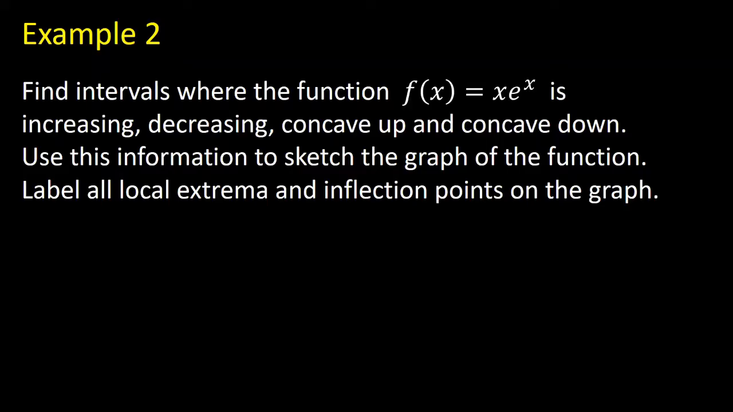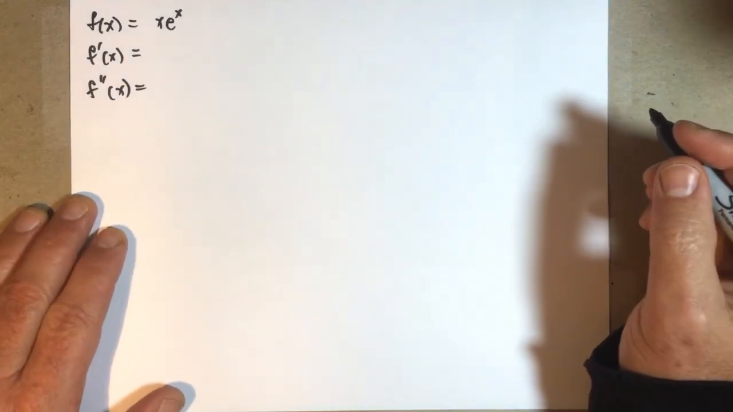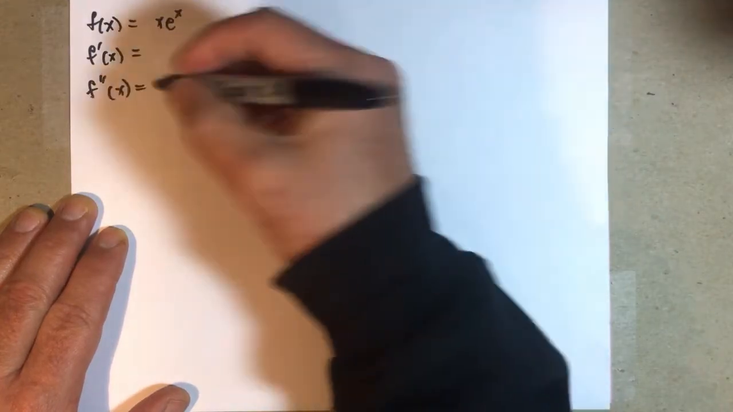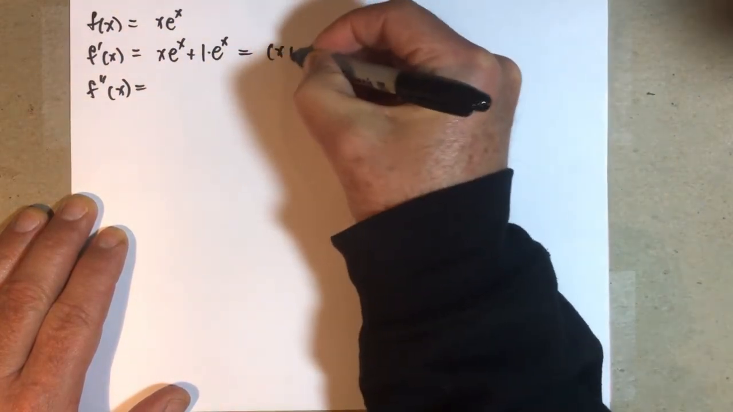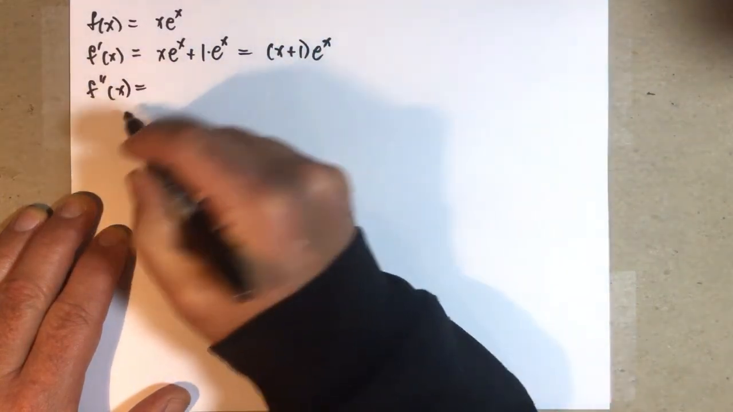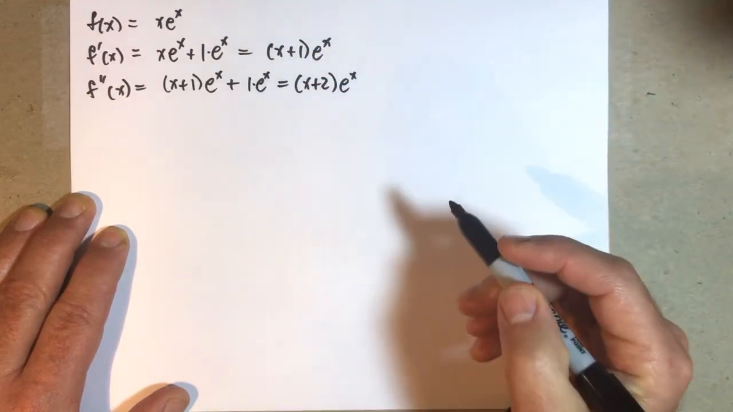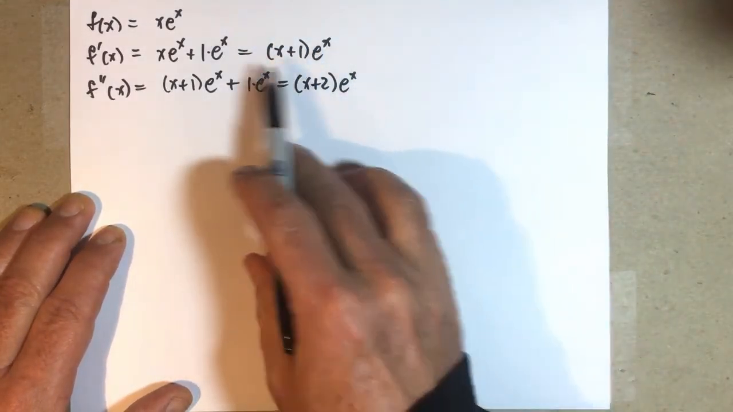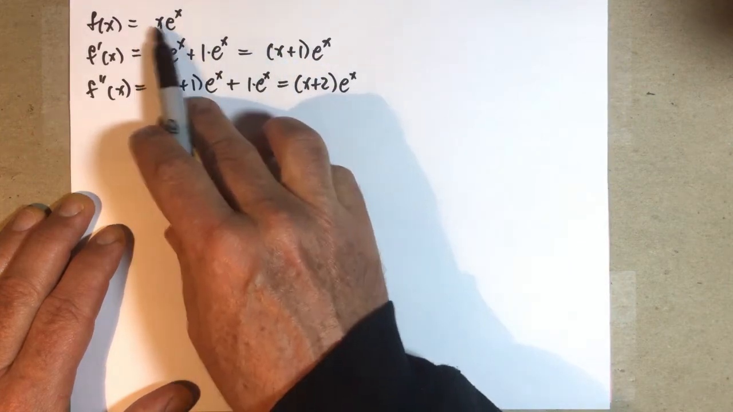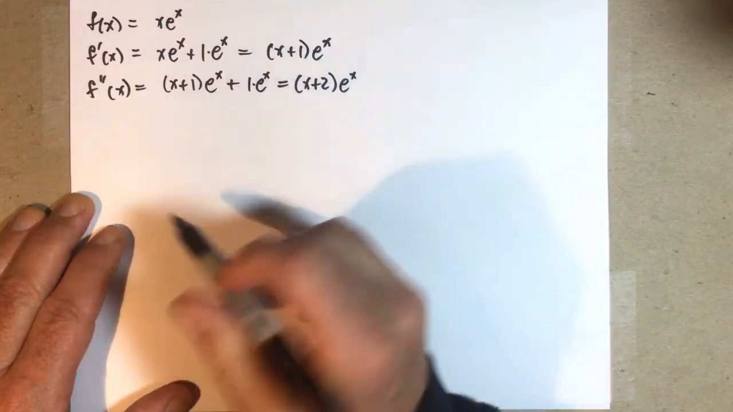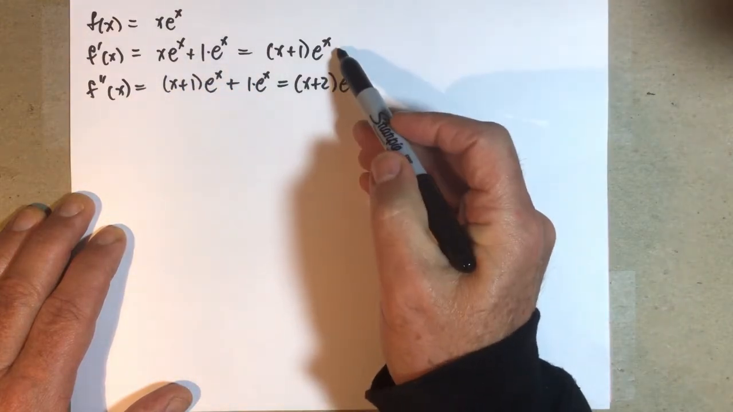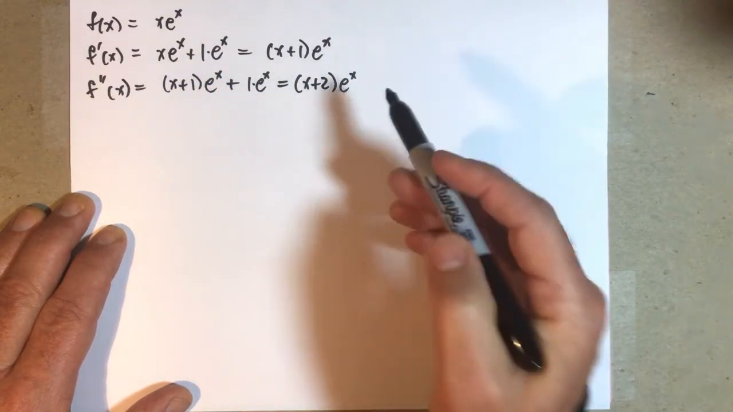Second example, like the first except this time not a polynomial. The function f of x is x e to the x. Now this function is not a polynomial, no problem. We take the derivative using the product rule. Factor. Derivative again by the product rule. The exponential is always positive, but the sign of each of these functions you find by the other factor, the polynomial factor, and f prime is 0 at -1, f double prime is 0 at -2.